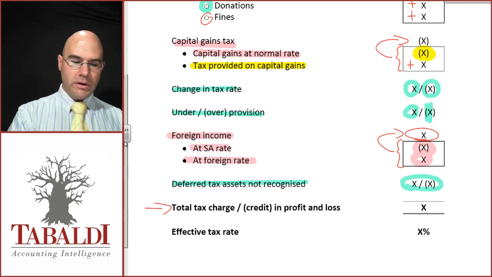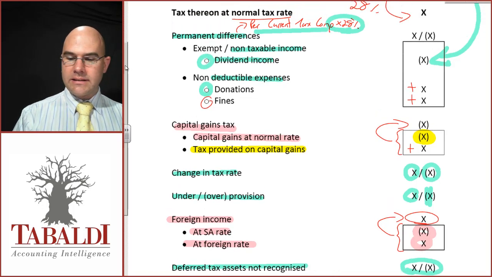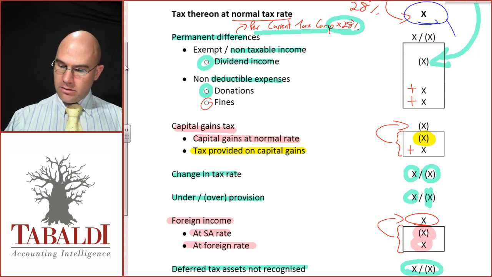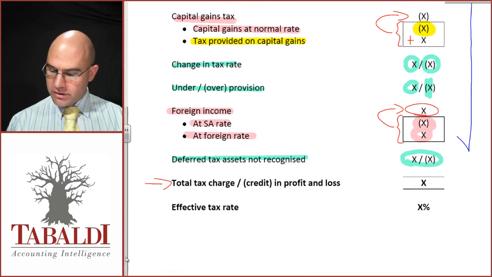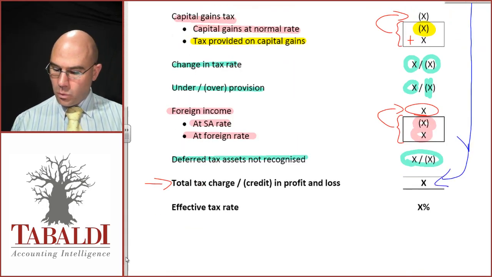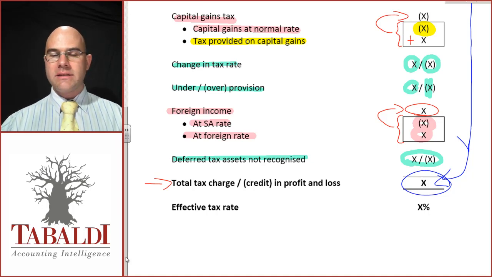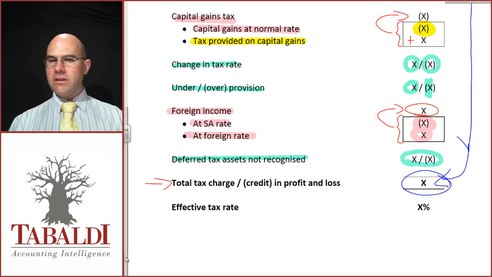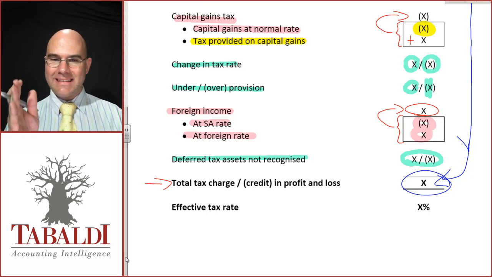So just to reiterate, what's the point here? I want to go from tax at normal rates, and I need to work out all the reconciling items and show the user why my total tax expense recorded is different to the tax at the standard rate. Okay. Now you can do this in two ways. I'm going to recommend that you do this in terms of the actual currency units. Okay. Work it out in numbers.